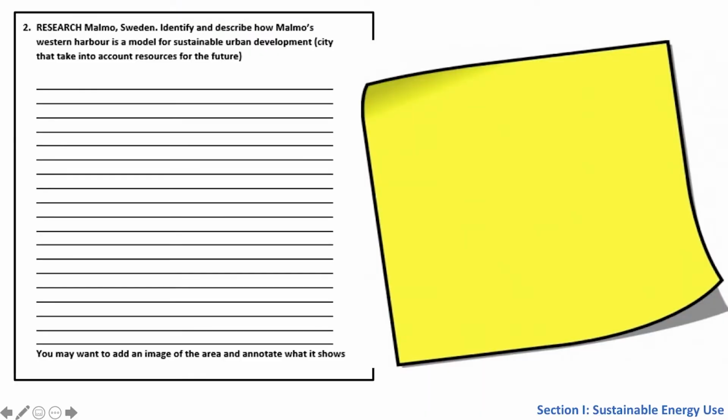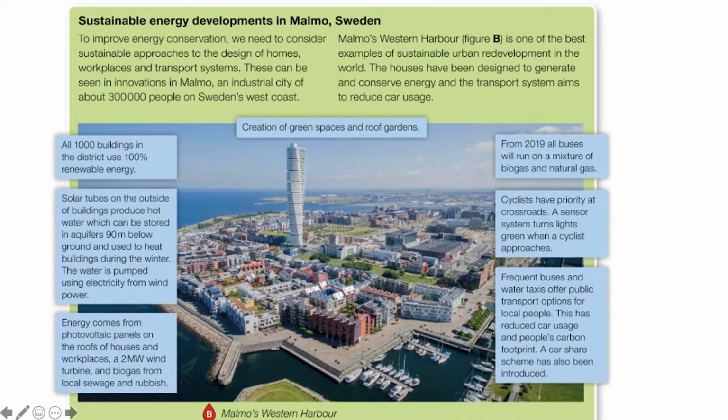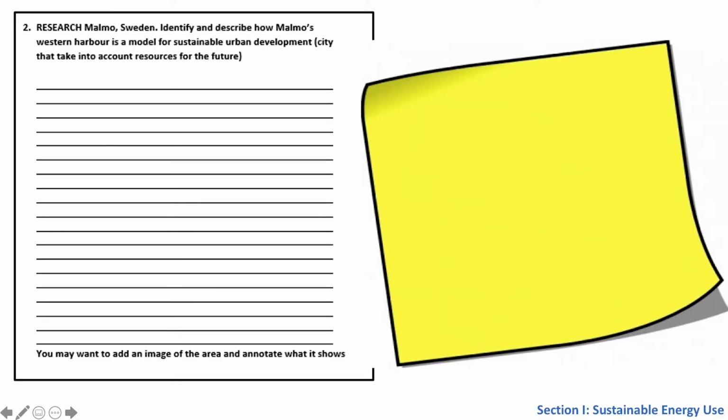Let's move on. Question 2 says, research Malmö, Sweden. Identify and describe how Malmö's Western Harbour is a model for sustainable urban development. For this question, go back to the previous slide and take some time to bullet point the factors that you can see in the blue boxes. Pause the slideshow here and jot down some notes in your box. Okay, hopefully for question 2 you've managed to list some of those factors from the blue boxes around the diagram of Malmö in Sweden.